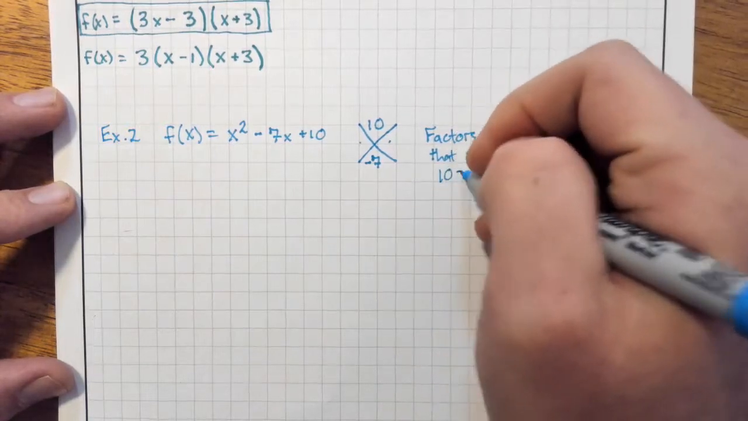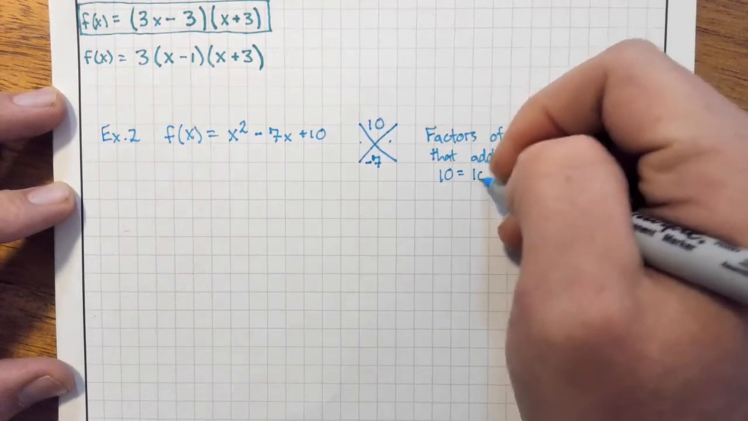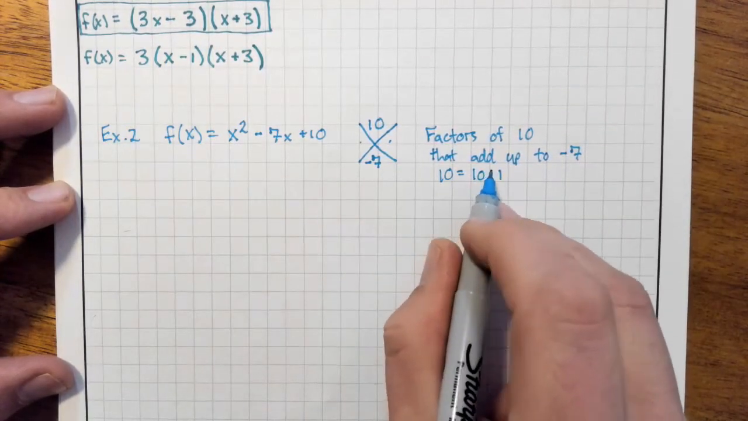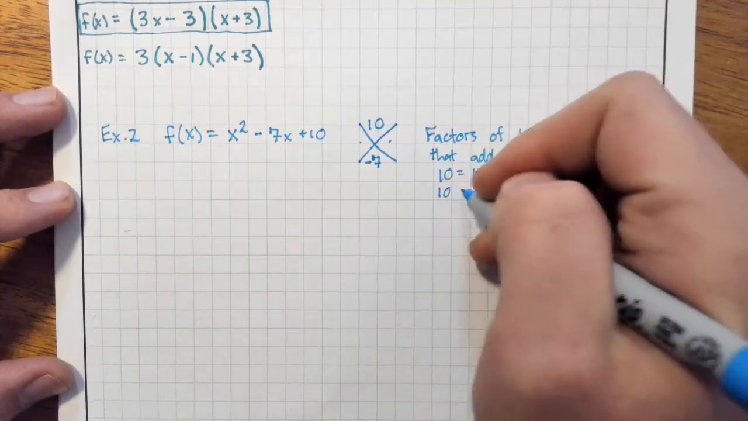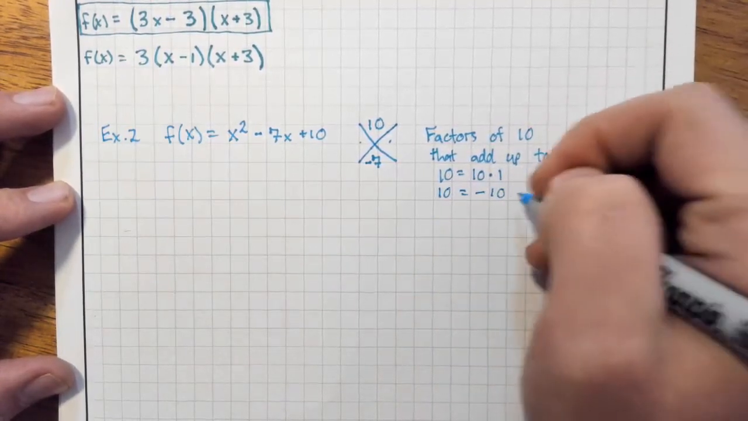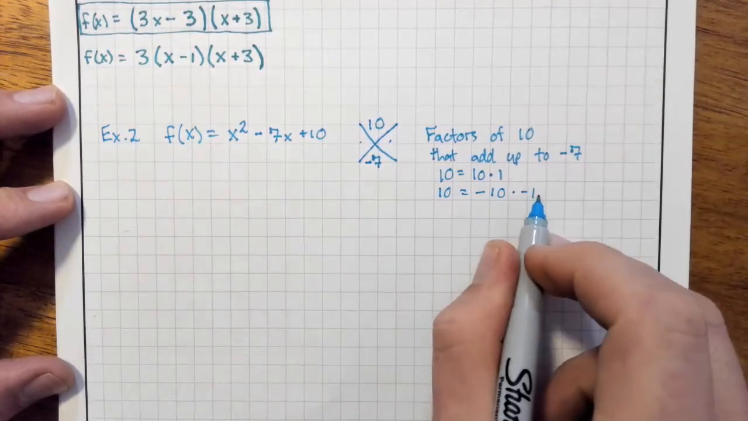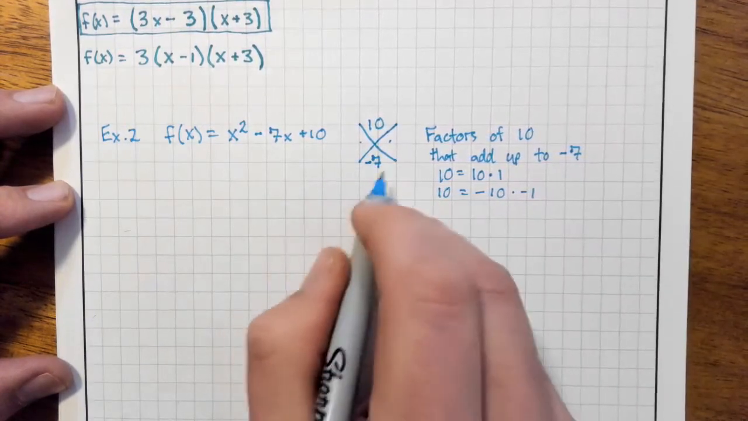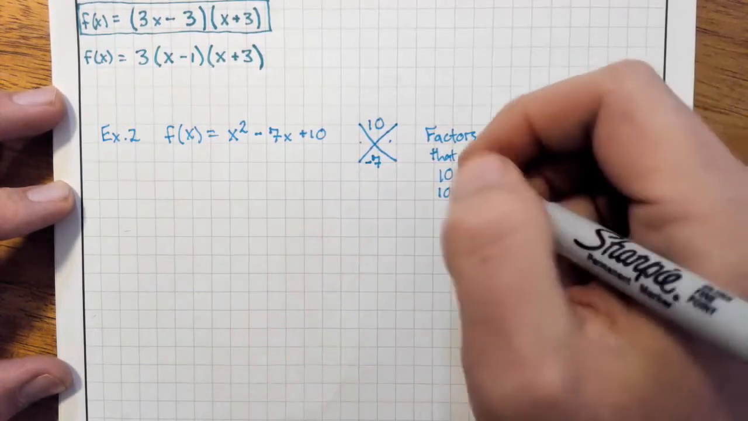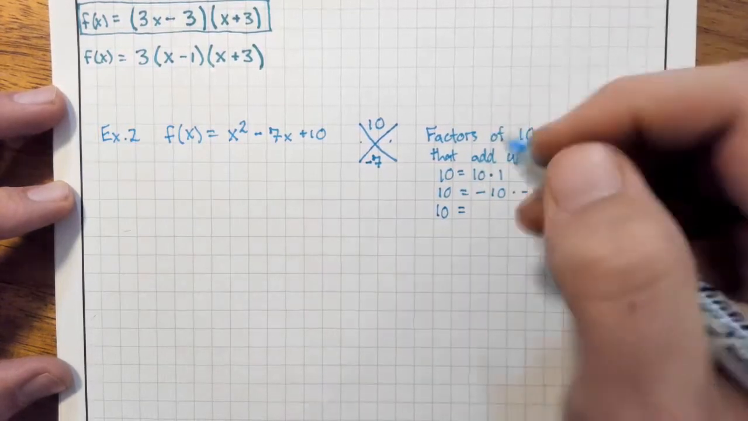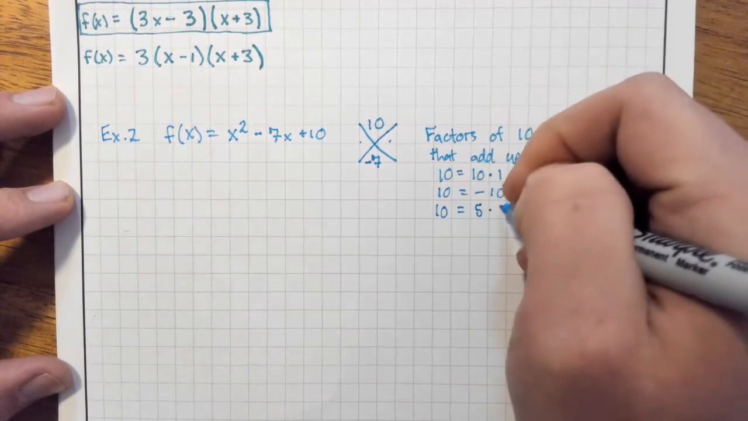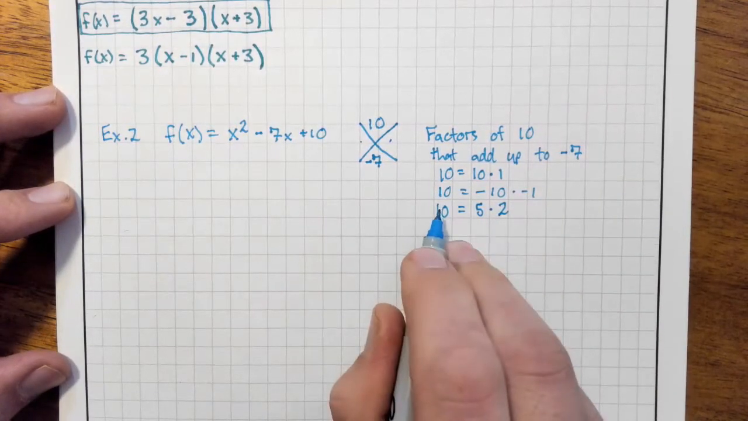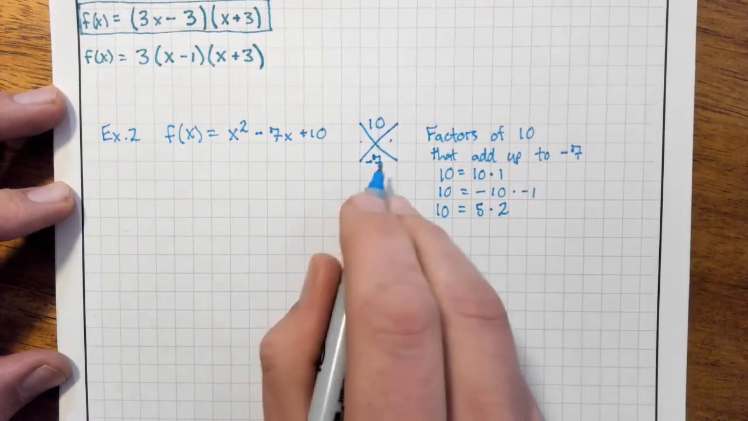So here, 10 can be equal to 10 times 1. 10 times 1 equals 10. But if I combine these, they don't add up to negative 7. Alternatively, remember that a negative times a negative equals a positive. So negative 10 times negative 1, that would also give me positive 10. But hey, if I combine these, I'm not getting negative 7. So I'd have to try something else. 10 is also equal to 5 times 2. So hey, that looks like it's just about going to work, right? 5 times 2 gives us 10, but 5 plus 2 is positive 7.